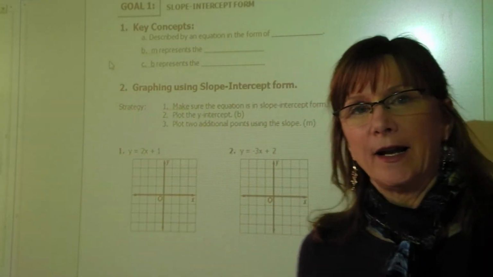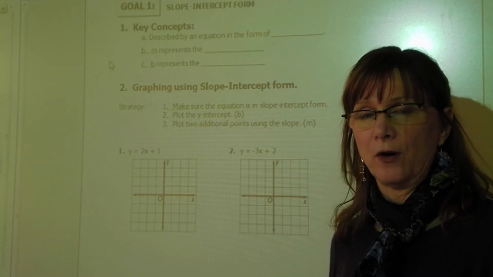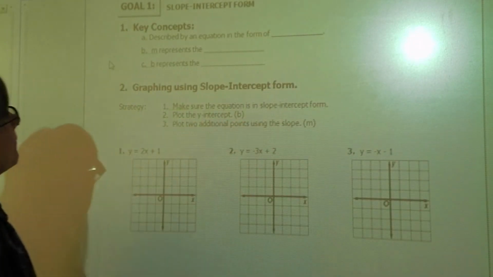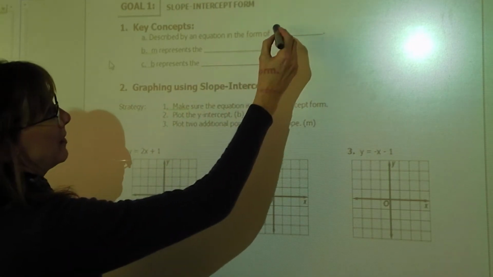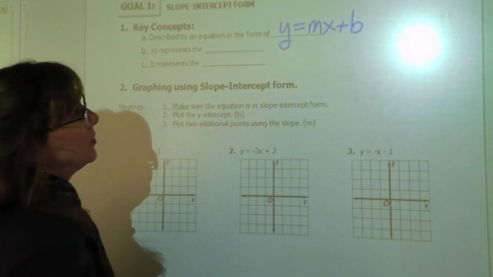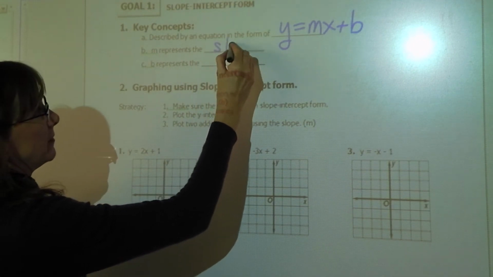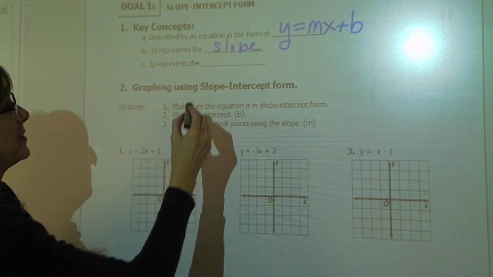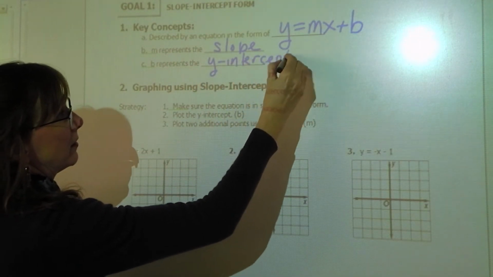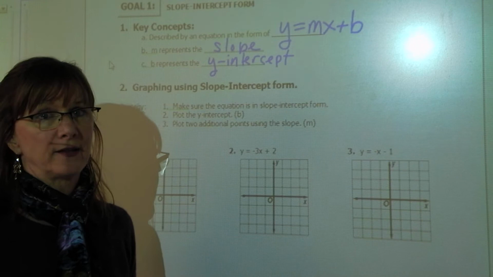So today we're going to look at how you can graph lines when the equation itself is written in slope-intercept form. So first we're going to go over what slope-intercept form is. The slope-intercept form of a line is described by the form y equals mx plus b. When an equation is in this form, m represents the slope of the line, and b represents the y-intercept. Recall that the y-intercept is the point where the line crosses the y-axis.